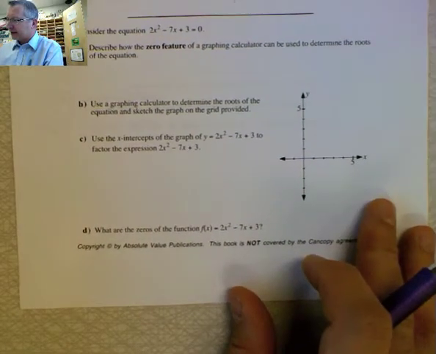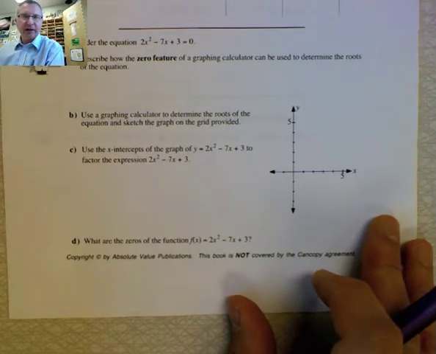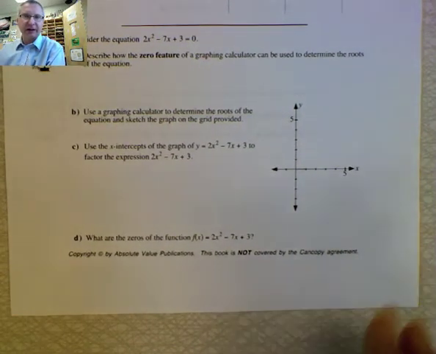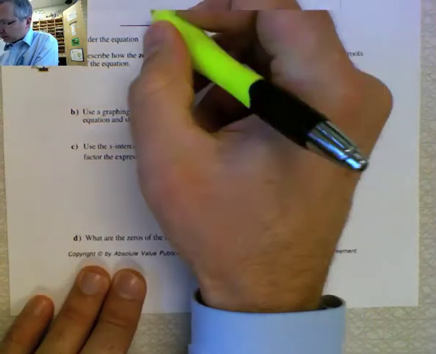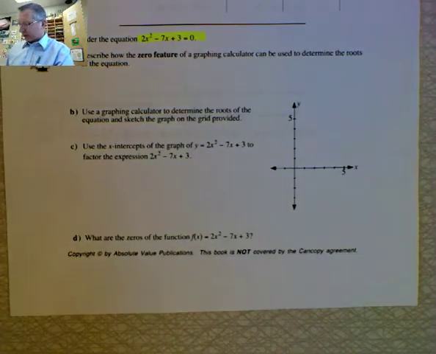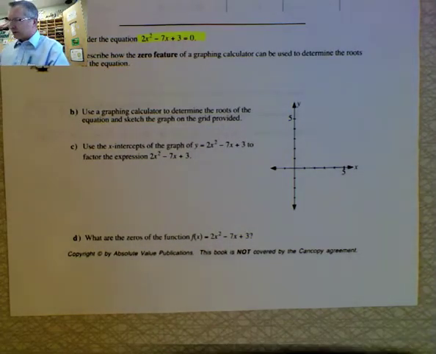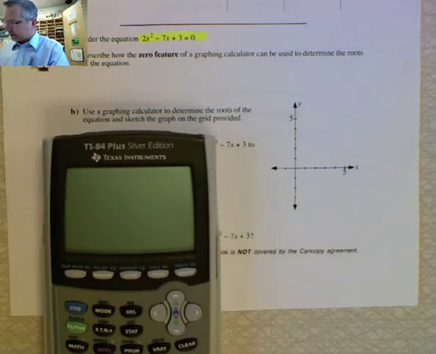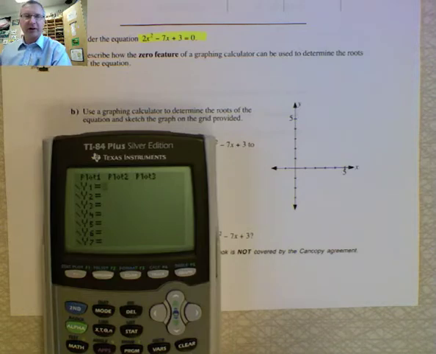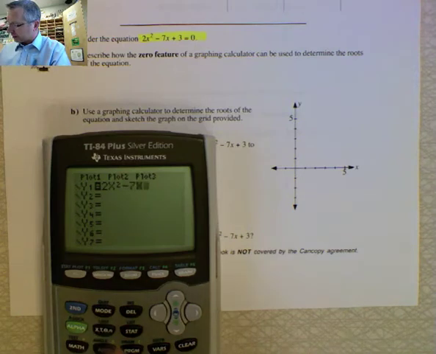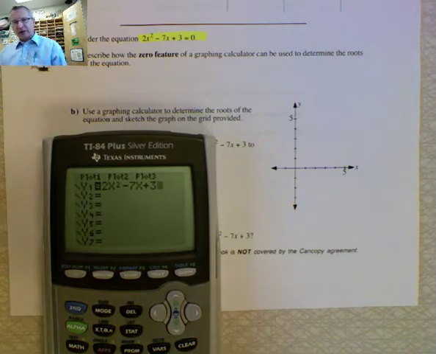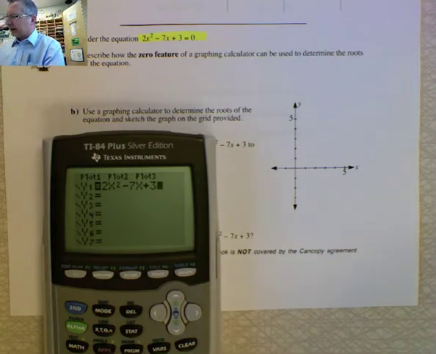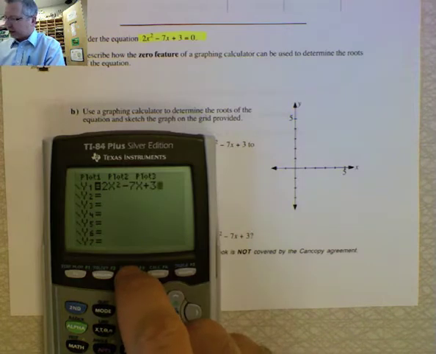So let's take a look a little bit at how we can actually use our graphing calculator to help us find zeros of an equation. The equation that we're going to work with is this equation up here, 2x squared minus 7x plus 3. So what we're going to have to do on our calculator is go to y equals. We're going to want to graph this equation. So we're going to type 2x squared minus 7x plus 3. And if I start going too fast with the calculator, just pause the video, catch up to where I am, and continue on.